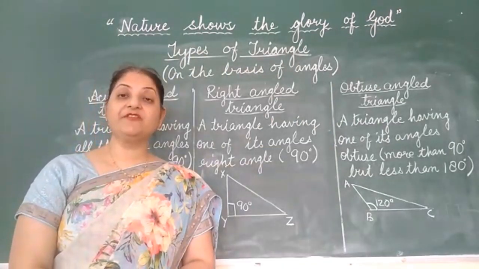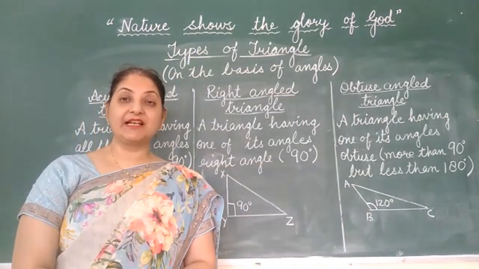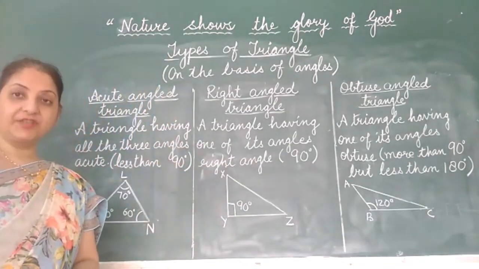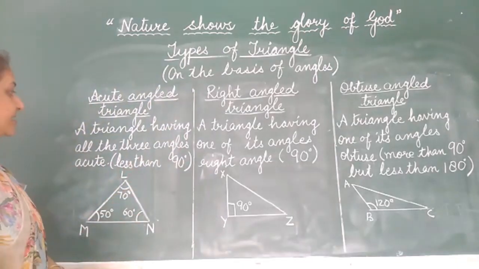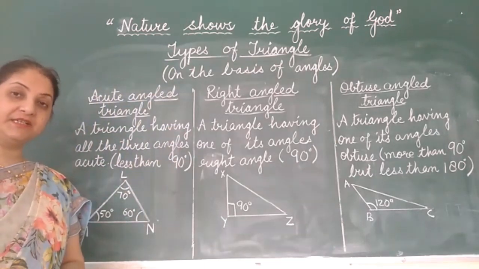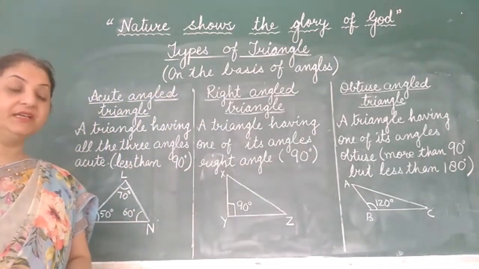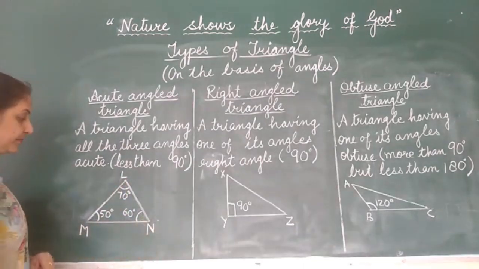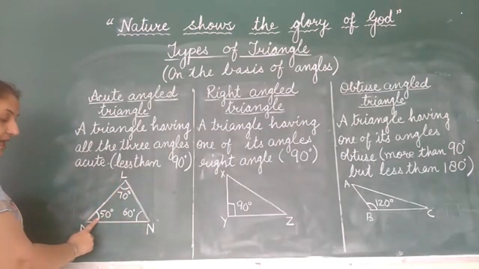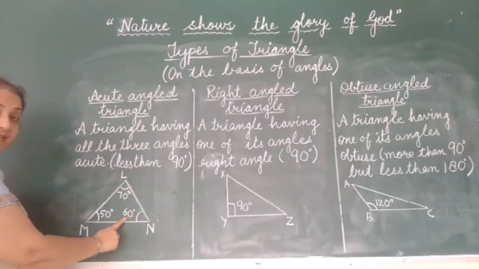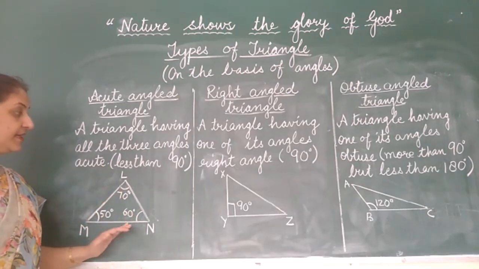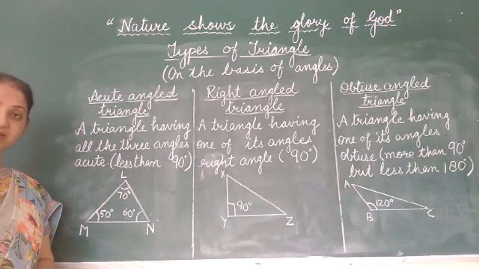Now children, on the basis of angles, again triangles can be classified into three types. The first one is the acute angled triangle. A triangle which has all three angles acute, meaning less than 90 degrees, is known as an acute angled triangle. Here in this example, in triangle LMN, angle L is 70 degrees, angle M is 50 degrees and angle N is 60 degrees. All the three angles are less than 90 degrees. So this triangle is an example of an acute angled triangle.